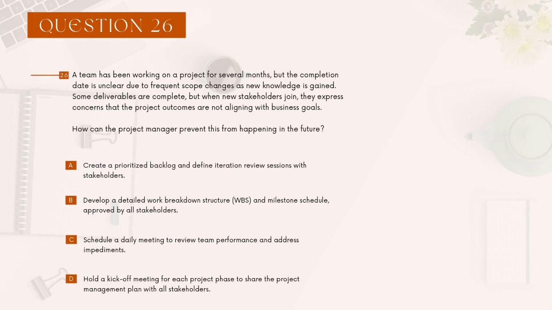So 25 is good. Let's go to 26. A team has been working on a project for several months, but the completion date is unclear due to frequent scope changes as new knowledge is gained. Some deliverables are complete, but when new stakeholders join, they express concerns that the project outcomes are not aligning with business goals. How can the PM prevent this from happening in the future?